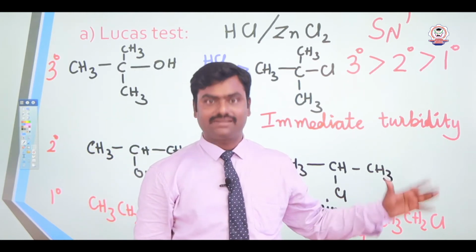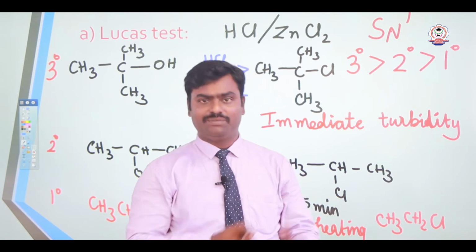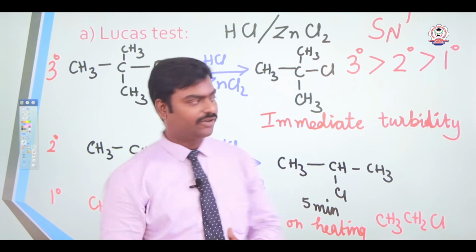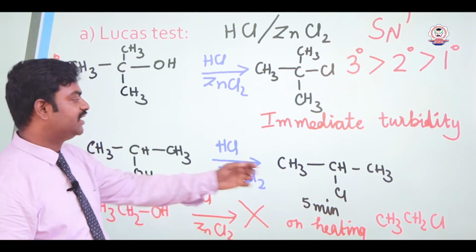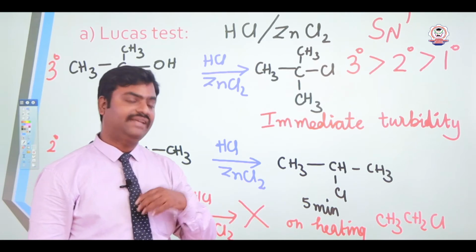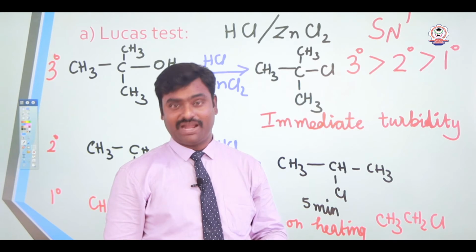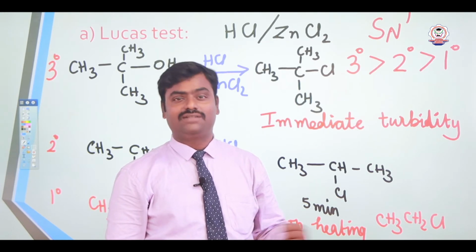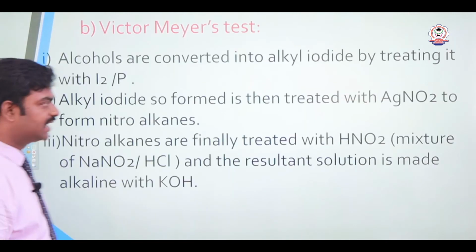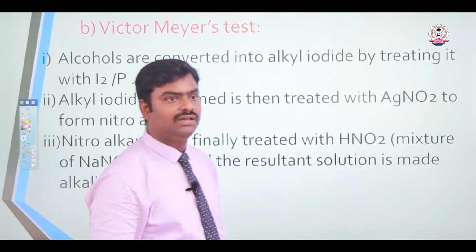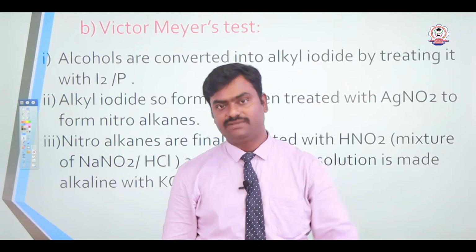So using this chemical reaction, you can identify whether the alcohol is primary, secondary or tertiary. Okay. So if it is tertiary, turbidity occurs immediately. If it is secondary, turbidity takes place after 5 minutes only. But if it is a primary compound, you will get the turbidity after heating. Okay, that's all students.